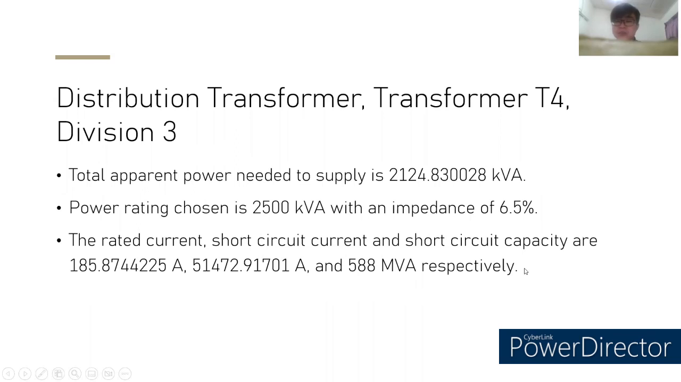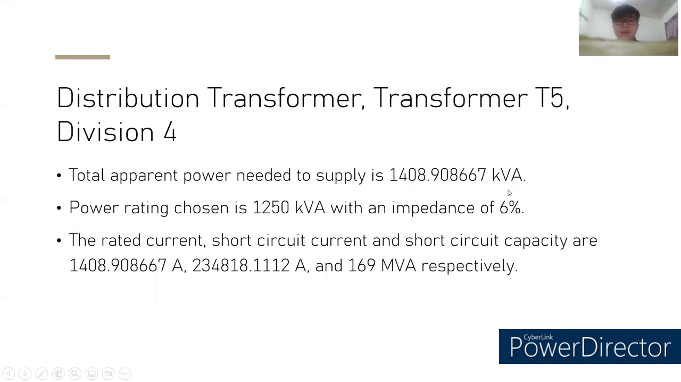Next, we have distribution transformer T4 in division 3. The total apparent power needed to be supplied by it is 2,124.83 kilovolt ampere. The power rating we have chosen for this transformer is 2,500 kilovolt ampere with an impedance of 6.5%, the same as the one before this. The rated current, short circuit current, and short circuit capacity are 185.87 ampere, 51,472.92 ampere, and 588 megavolt ampere respectively.